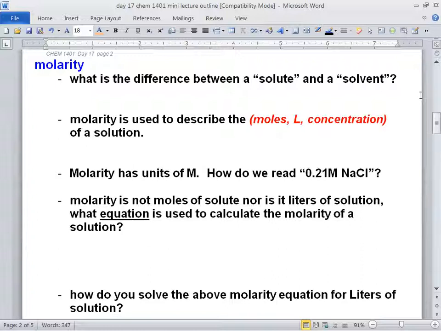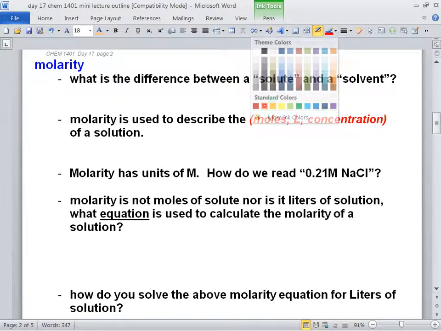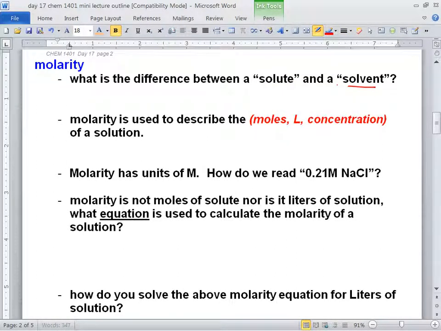What is the difference, would you say, Lorena, between a solute and a solvent? What's the difference? One of them's a particle, the other one's a... Kenneth, you got an idea? Is a solute something that can dissolve and a solvent something that dissolves?